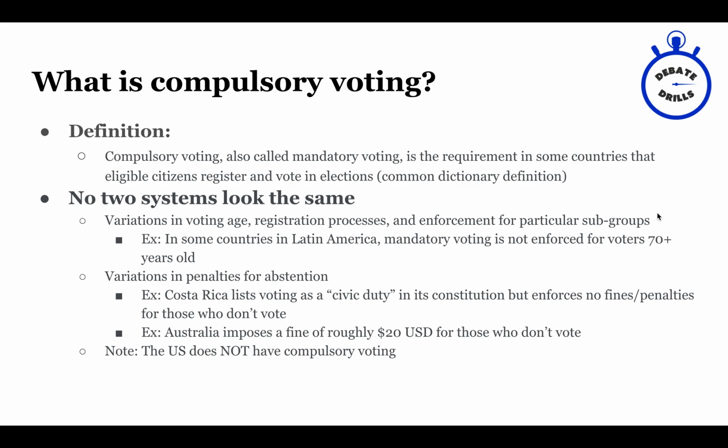But in Australia, there's actually a fine imposed if you choose not to vote. I'm not sure the number is $20 USD anymore. This was from a 2016 study, but anyway, it's a small fine that folks are required to pay when they choose not to vote.